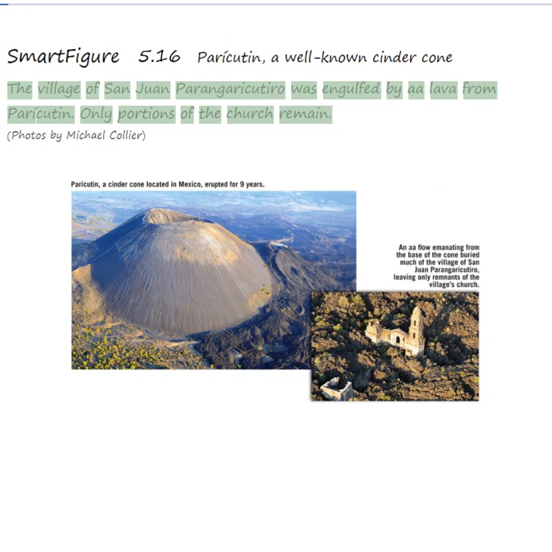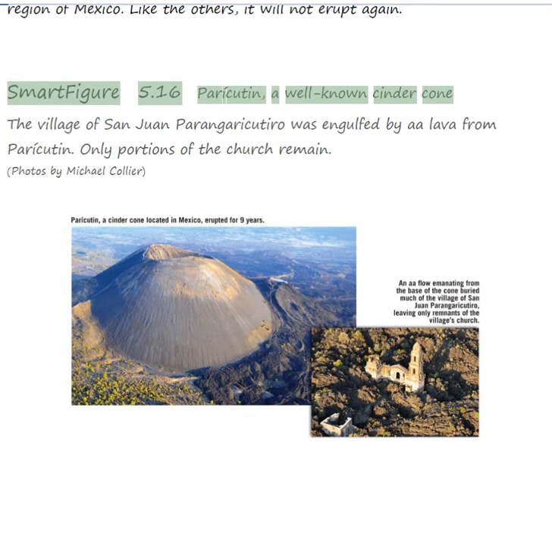The village of San Juan Parangaricutiro was engulfed by aa lava from Paricutin. Only portions of the church remain. SmartFigure 5.16: Paricutin, a well-known cinder cone.